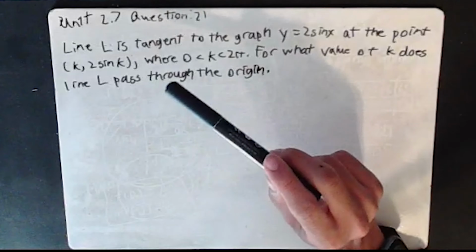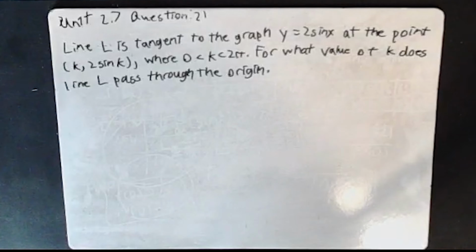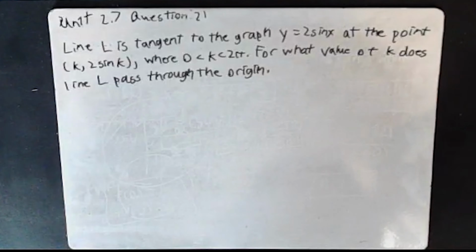This is Unit 2.7, question 21. Line L is tangent to the graph y equals 2 sine x at the point (k, 2 sine k), for 0 is less than or equal to k, which is less than 2 pi. For what values of k does line L pass through the origin?